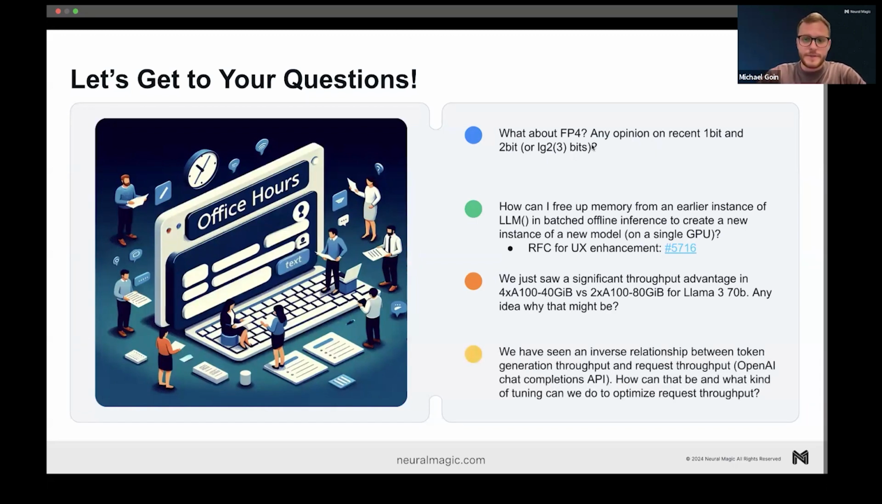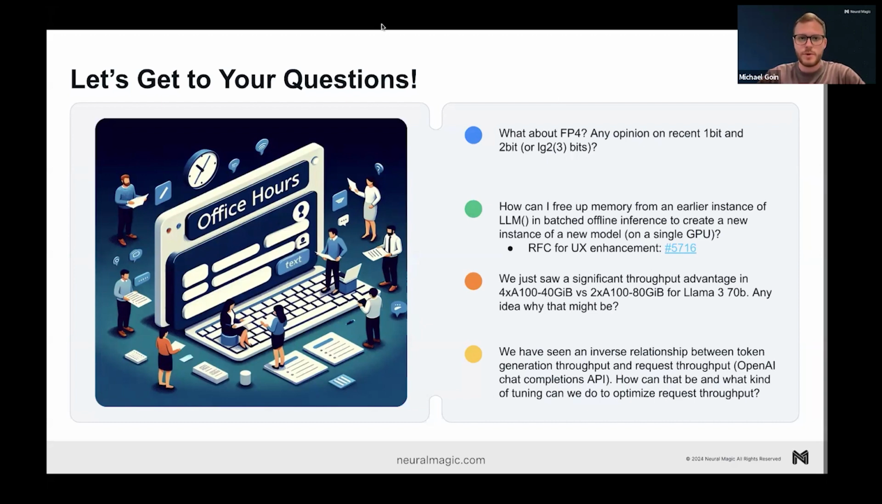Another question here is, we've seen an inverse relationship between token generation throughput and request throughput. How can that be, and what kind of tuning can we do to optimize request throughput? This would be a great one for the person to step up on, as it's a little bit hard to talk about generally. Obviously, it depends on what's your distribution of input tokens and output tokens in each of your requests, and how is that changing over time?